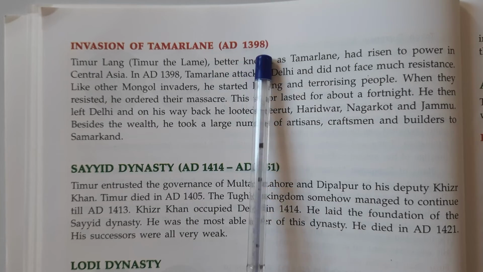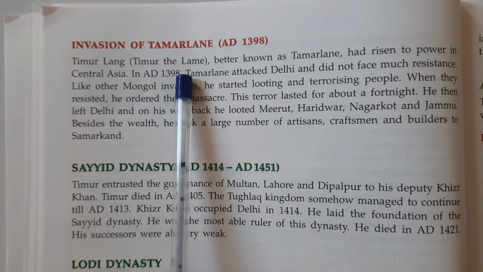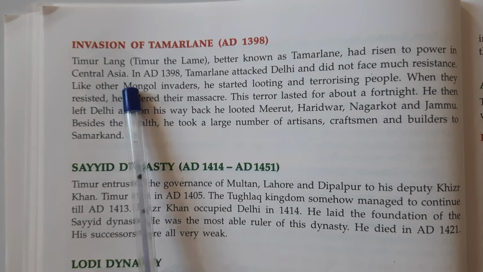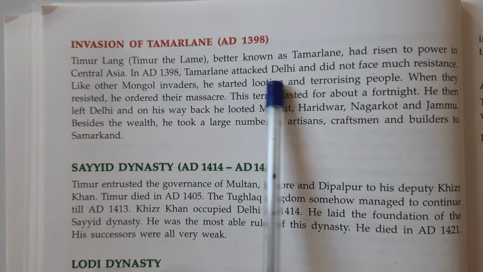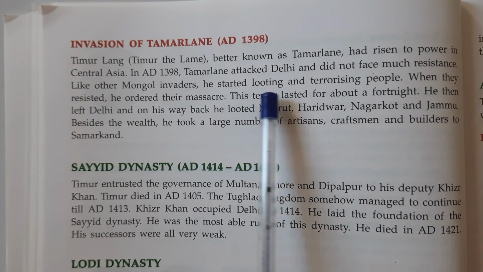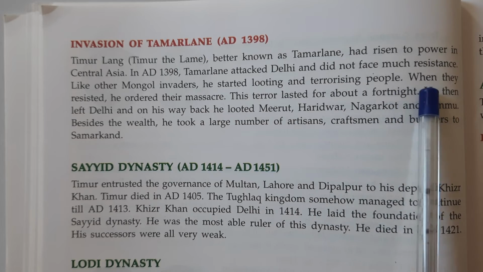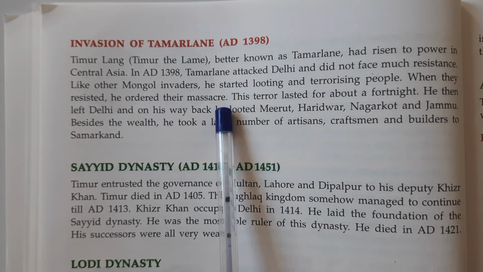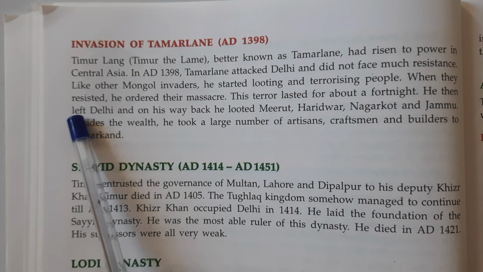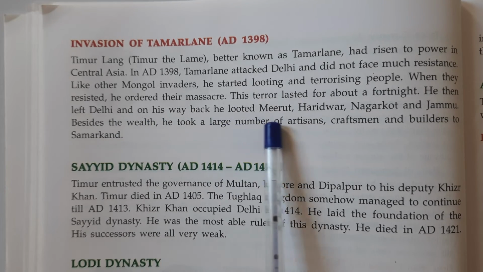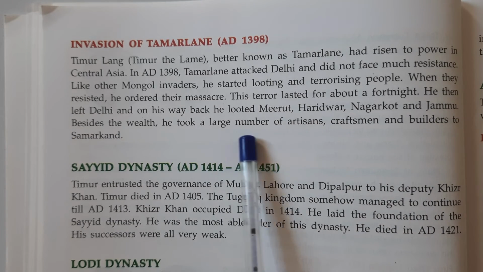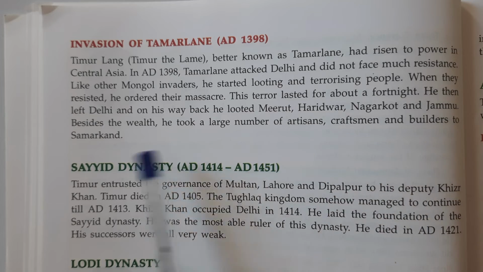Invasion of Tamerlane, AD 1398. Tamerlane, Timur the Lame, better known as Tamerlane, had risen to power in Central Asia. In AD 1398, Tamerlane attacked Delhi and did not face much resistance. Like other Mongol invaders, he started looting and terrorizing people. When they resisted, he ordered their massacre. This terror lasted for about a fortnight. He then left Delhi and on his way back he looted Meerut, Haridwar, Nagarkot, and Jammu. Besides the wealth, he took a large number of artisans, craftsmen, and builders to Samarkand.